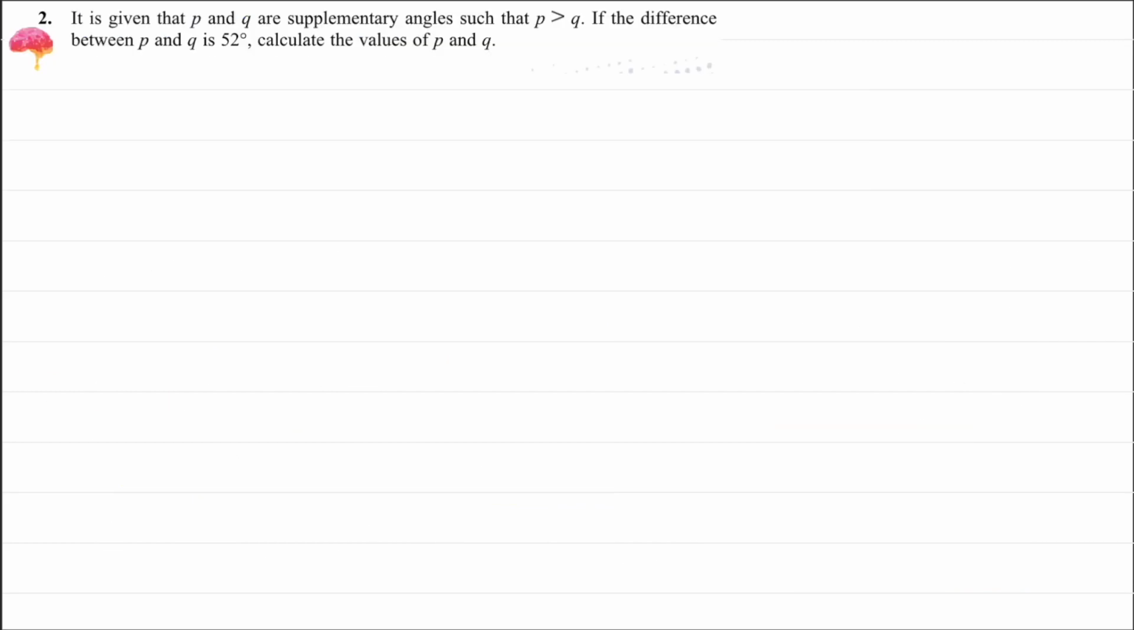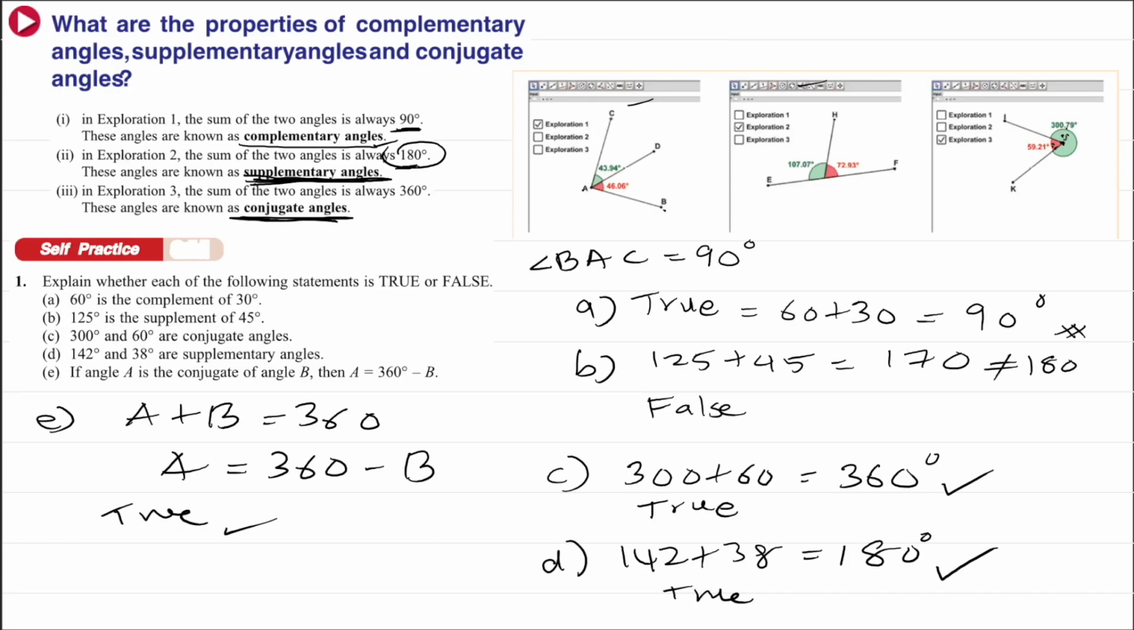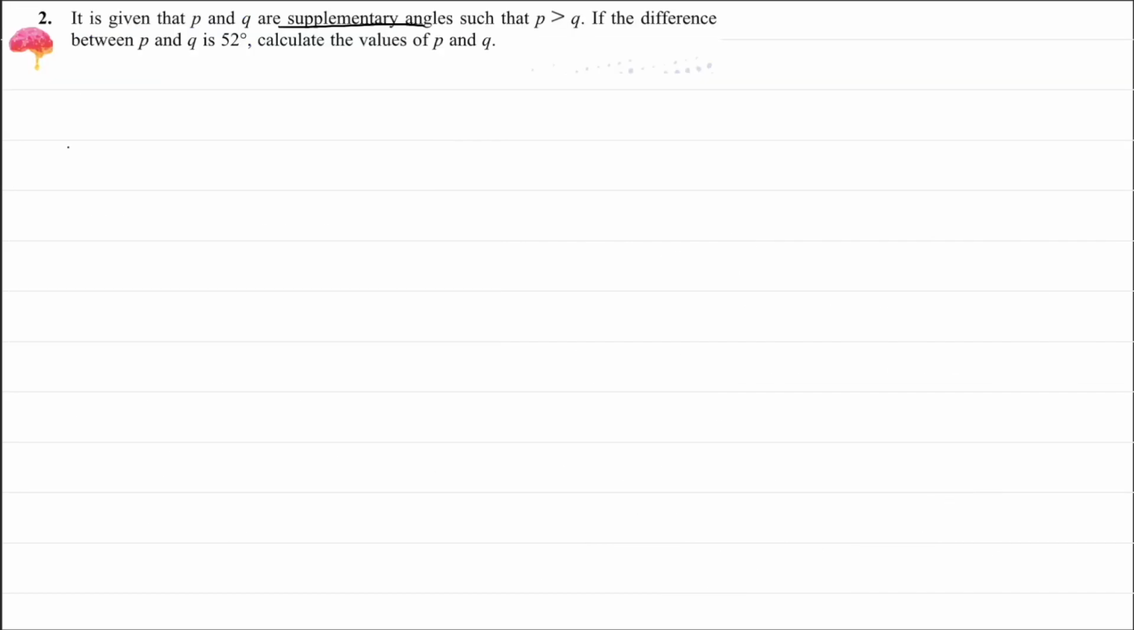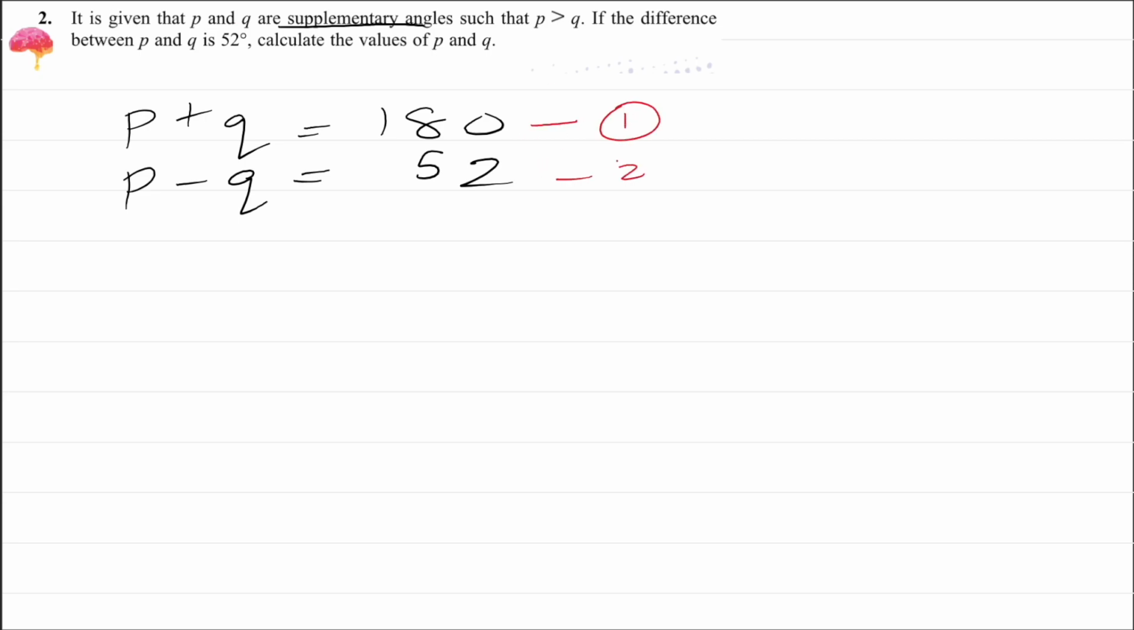Tengok D pula. It is given that P and Q are supplementary. Apakah itu supplementary? Tengok balik nota. Supplementary adalah 180. So, kita boleh cakap P tambah Q adalah 180. Okay? If the difference between P and Q is 52, the difference P tolak Q adalah 52. Oi, macam pernah nampak je benda ni kat mana Chapter 6, linear equation. Kita dah belajar simultaneous equation. Apa yang kita kena buat? Kita kena label 1, kita kena label 2. So, nak pakai elimination ke nak pakai substitution? Kita pakailah elimination. Okay?